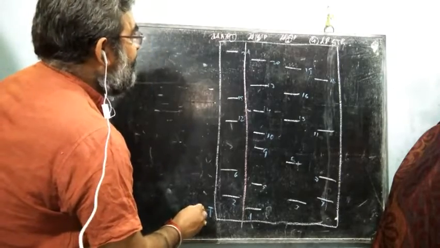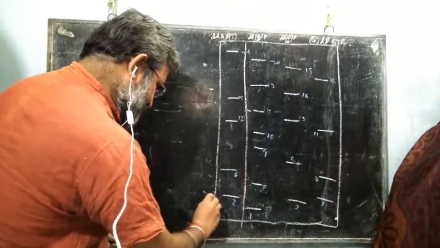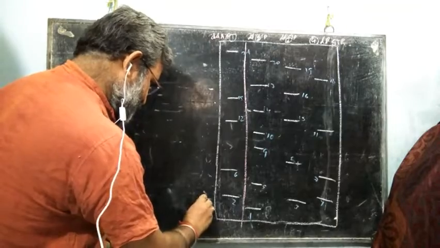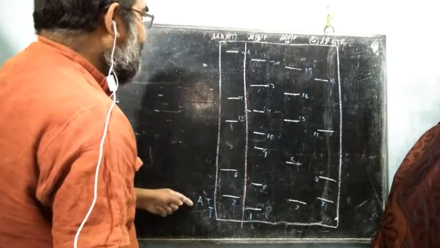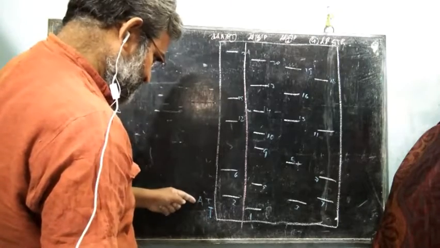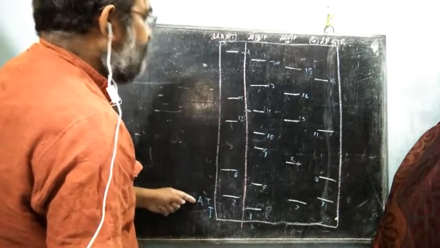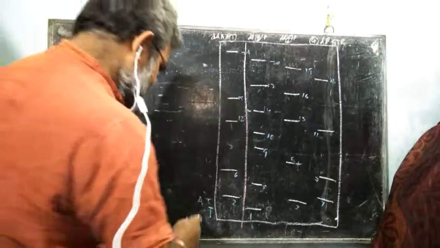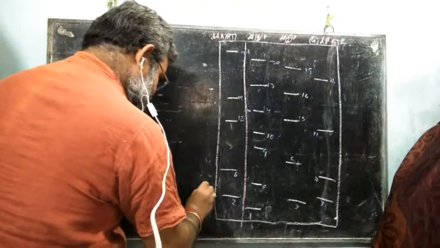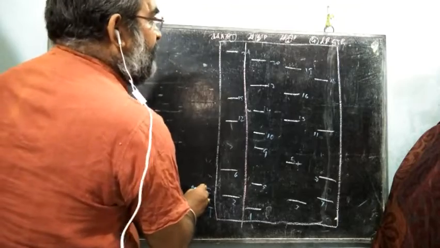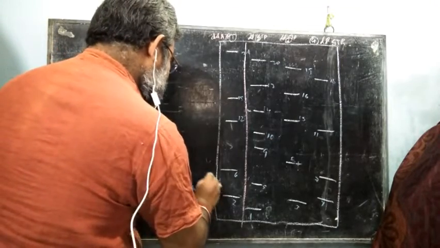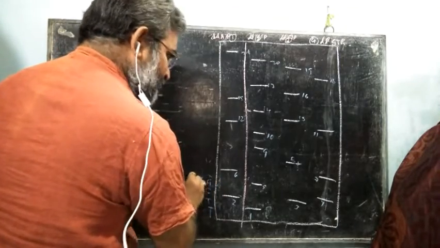Second is A, that means T and A. Third one is C: C, T, A. Fourth one G: G, C, T, A.